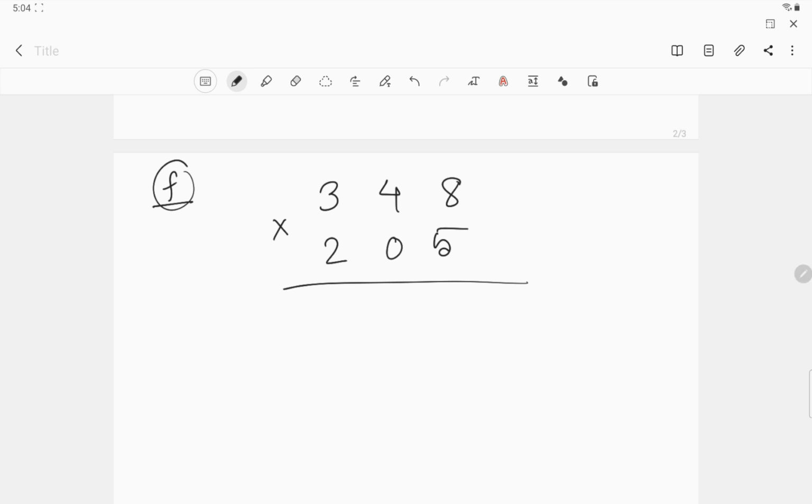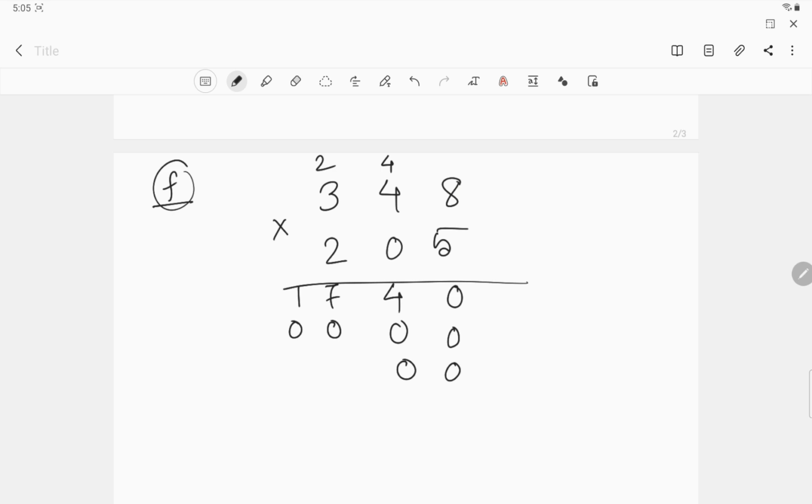Now I'm solving question number F. It is given multiplying 348 by 205. So 5 8s are 40. So carry 4. 5 4s are 20, 20 plus 4 is 24, and carry 2. 5 3s are 15, and 15 plus 2 is 17. Now it will be 0, because I am multiplying by 0, and this 0 is in the tens place, so the ones place will be 0. So 0 times every digit is 0. Now I'm multiplying by 2, and 2 is in the hundreds place. That's why these two places will be 0. And now we will start from the hundreds place.